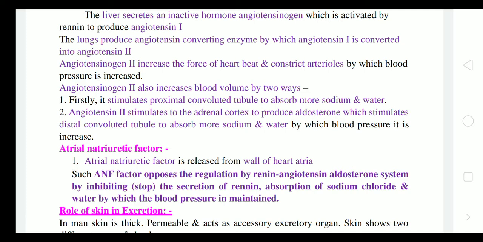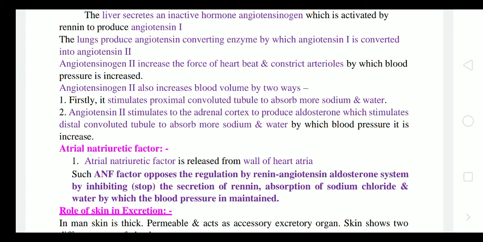Angiotensin 2 also increases blood volume in two ways. Firstly, it stimulates the proximal convoluted tubule to absorb more sodium and water, so because of the absorption of more water and ions, the amount of blood will increase. And second, angiotensin 2 stimulates the adrenal cortex to produce aldosterone, which stimulates the distal convoluted tubule to absorb more sodium and water, by which blood pressure is increased.